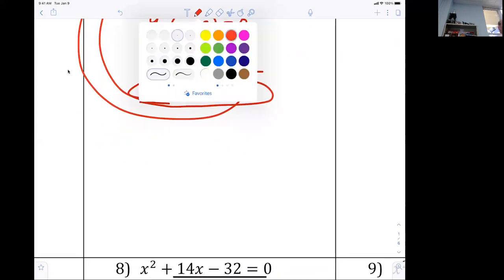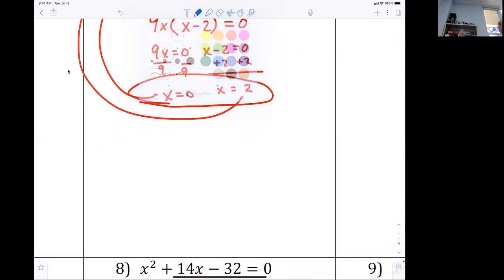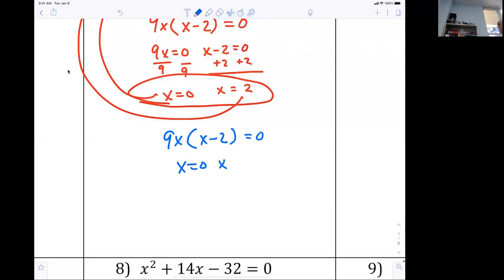All right, now I want everybody to look at this again. I remember my math teacher yelling at me all the time. 9x times x minus 2 equals 0. On my paper, I would just write x equals 0 and x equals 2. Oh, you have to show your work. I was like, come on. I know 9 times what is 0. I know x minus 2, if I'm setting that equal to 0, I know x equals 2.